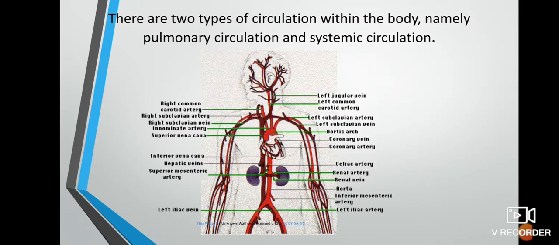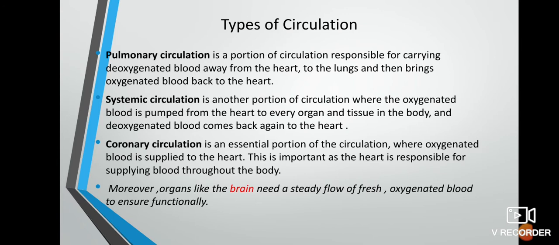There are two types of circulation within the body, namely pulmonary circulation and systemic circulation. Types of circulation. First, pulmonary circulation is the portion of circulation responsible for carrying deoxygenated blood away from the heart to the lungs and then bringing oxygenated blood back to the heart. Second, systemic circulation is another portion of circulation where the oxygenated blood is pumped from the heart to every organ and tissue in the body, and deoxygenated blood comes back again to the heart.